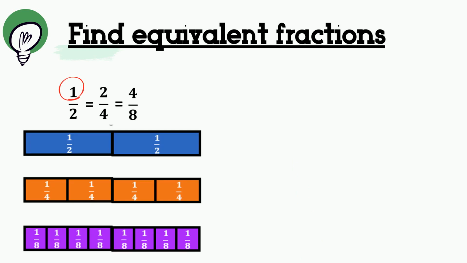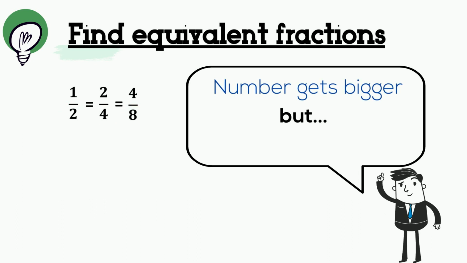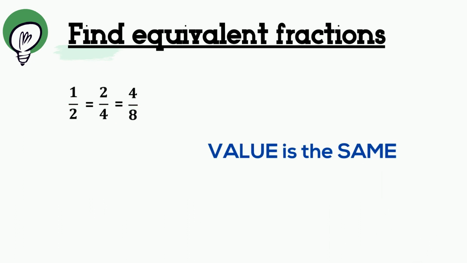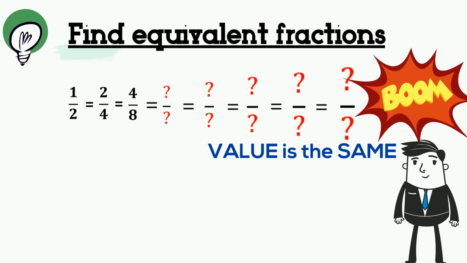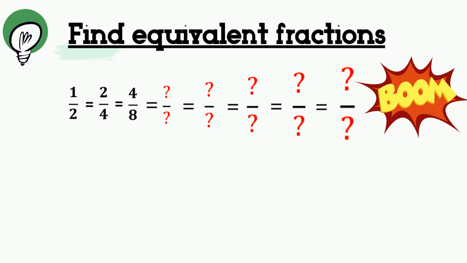Look at the numerator of the equivalent fraction. Are the numbers getting bigger? Look at the denominator. The numbers are getting bigger too. But is the fraction getting bigger? No, they are equivalent fractions. The fractions have the same value. As we find more and more equivalent fractions, the numbers will get bigger and bigger. But the value of the fraction remains the same.